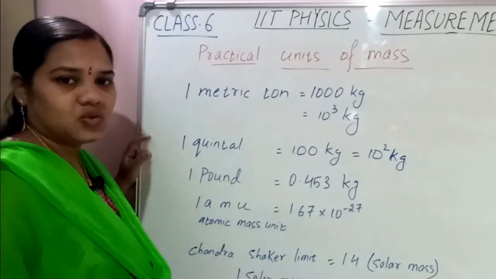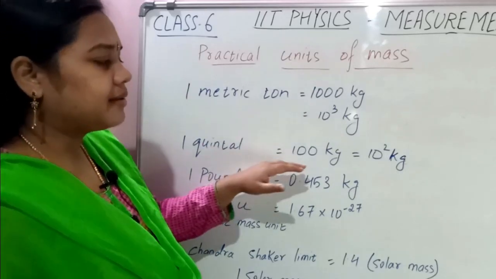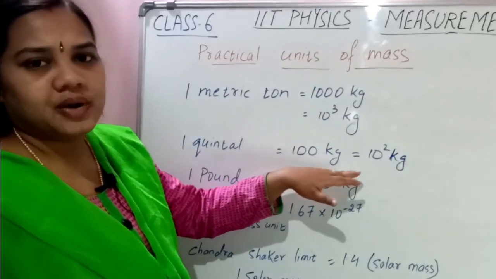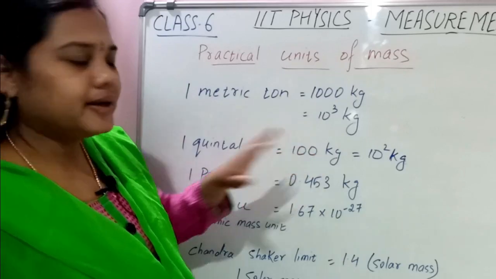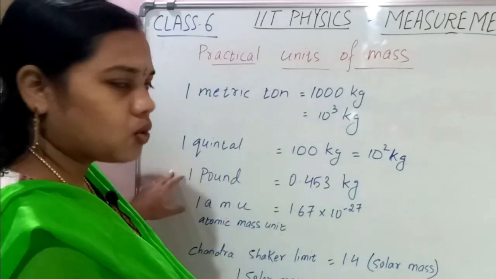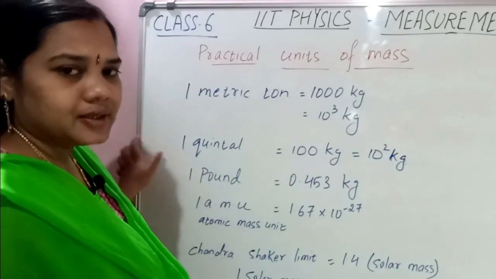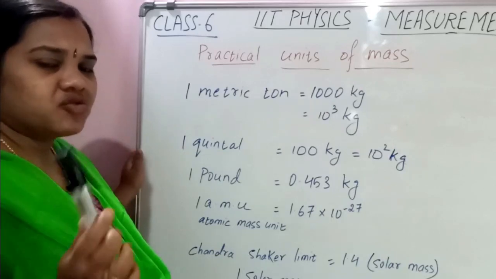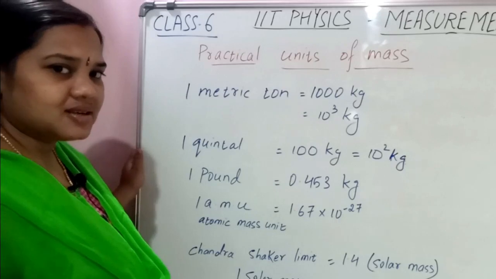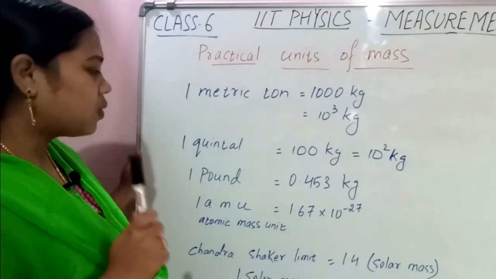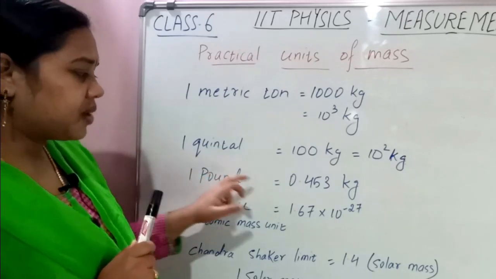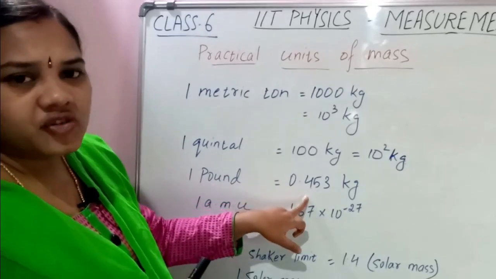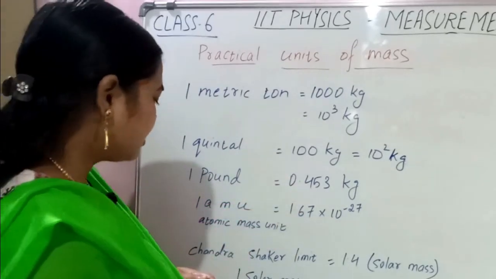Next is quintal. 1 quintal is equal to 100 kilogram, that is 10 to the power 2. Next, pound. You have heard pound before also. In one system of units, FPS, foot pound second, we read already. 1 pound is equal to 0.453 kilograms.